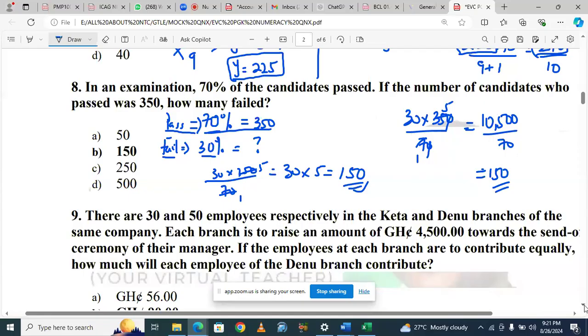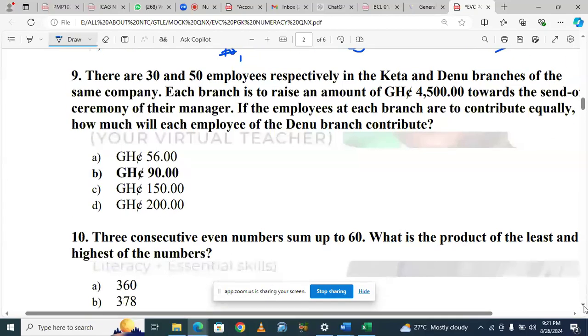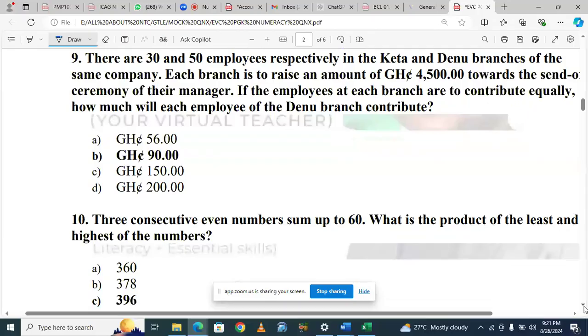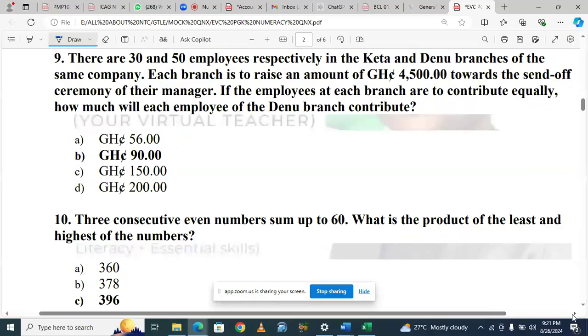So please, number 9. There are 30 and 50 employees respectively in the Kledge and Denu branches of the same company. So pause. I've always said read the questions sentence by sentence. So there are 30 employees and 50 respectively in Kledge and Denu. So I write Kledge. Kledge, how many employees? 30. Denu also has what? 50 employees.